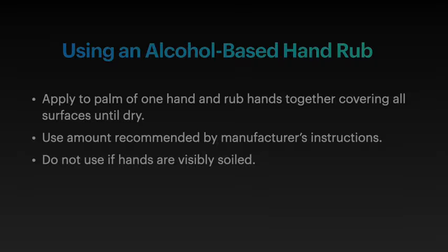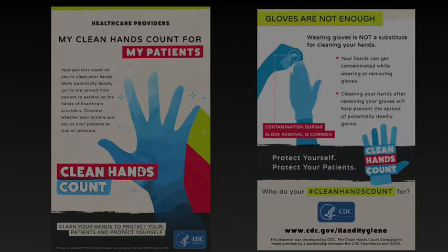Now, when you're using alcohol-based hand rubs for hand hygiene, you want to start by putting enough product into the palm of one hand and rub hands together, covering all surfaces until dry. Use the amount recommended by the manufacturer's instructions, and if your hands feel dry after only 10 to 15 seconds, that usually means you didn't use enough product. And remember, do not use it if hands are visibly soiled.